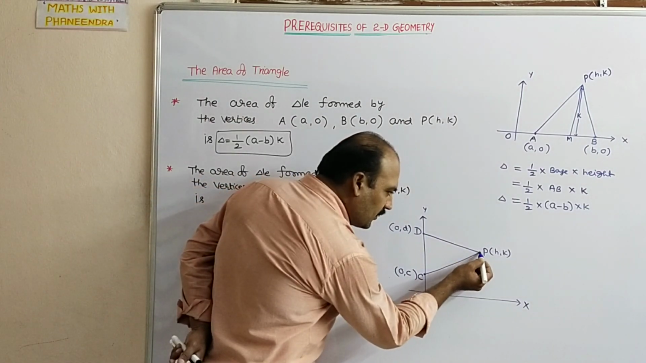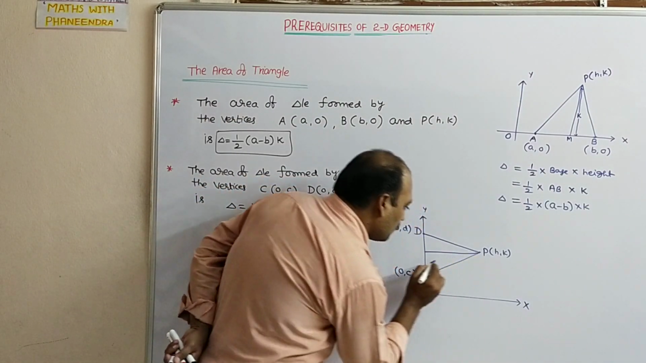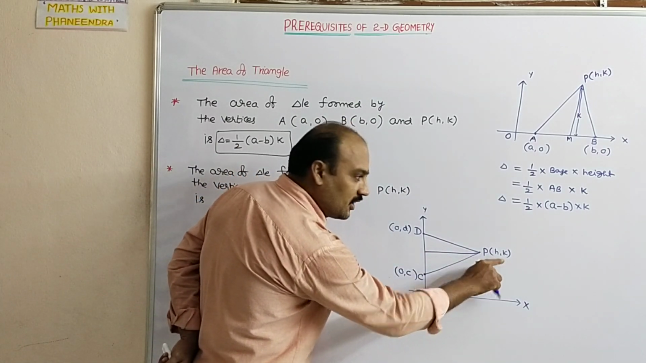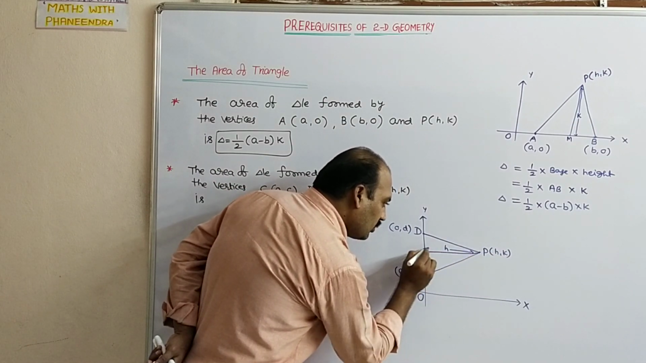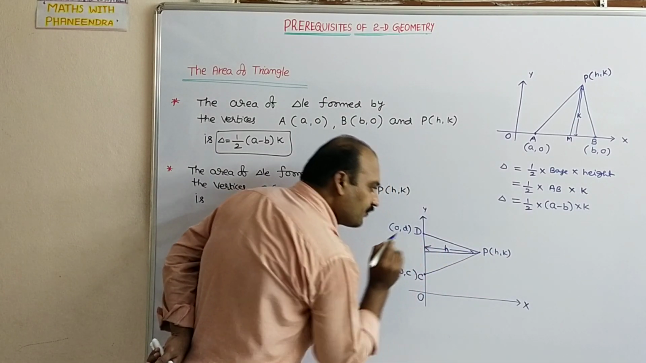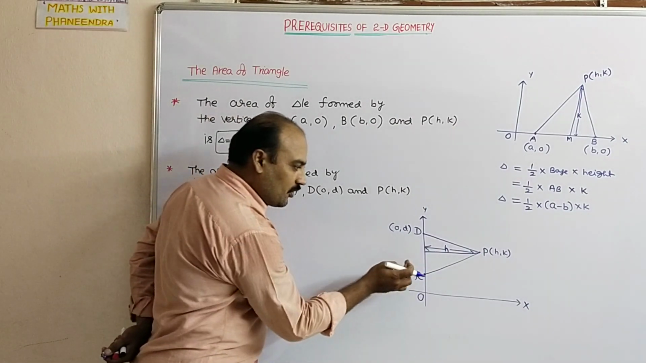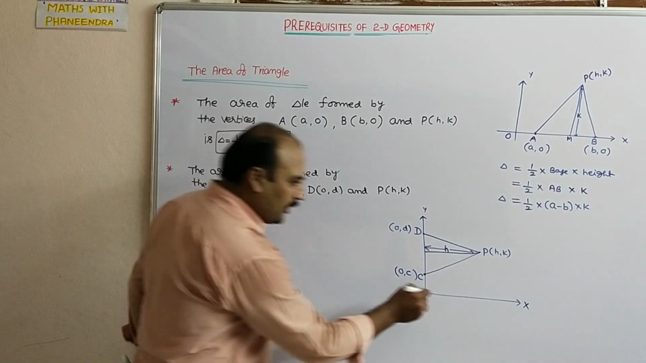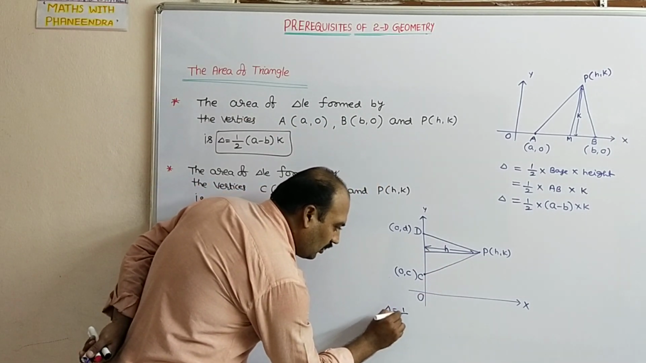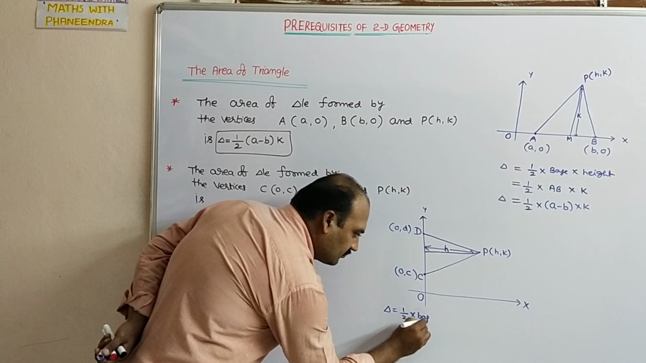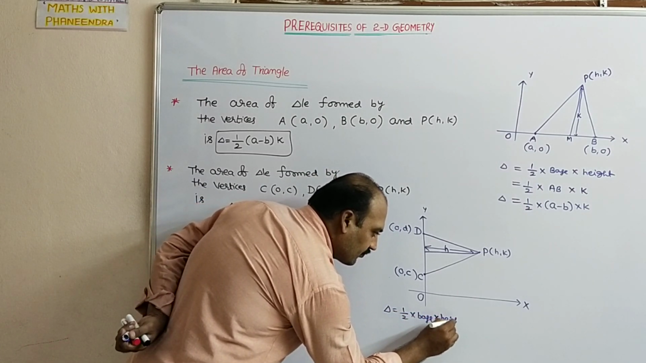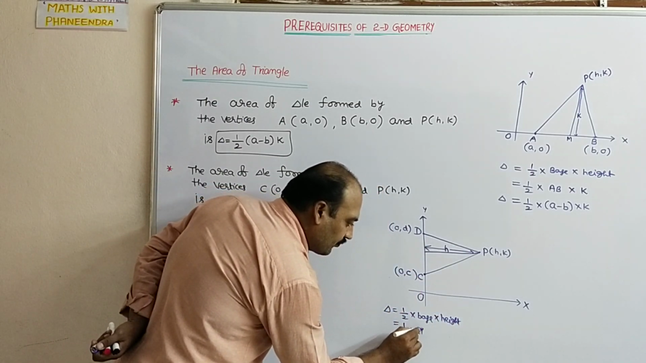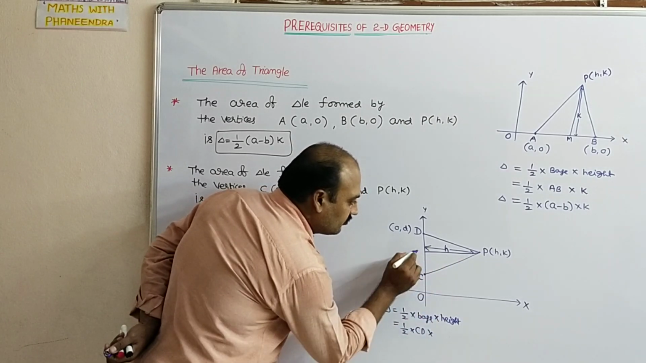The distance from point P to the y-axis is the x coordinate of this point. What is the x coordinate here? H. So from here to here the distance is H. This is the height. So from triangle DPC, half into base into height, that is equal to half into, what is the base here? CD, into height. Height means PM, you take here.